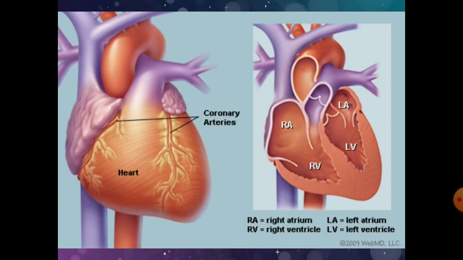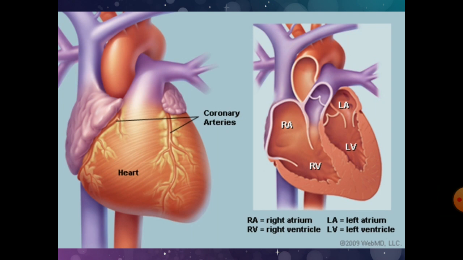In this first picture, on the left side, you can see the coronary arteries present in the heart. These coronary arteries are responsible for the blood supply to the heart. There are two types of coronary arteries, right and left, and these are further divided into smaller branches for the blood supply to the heart.